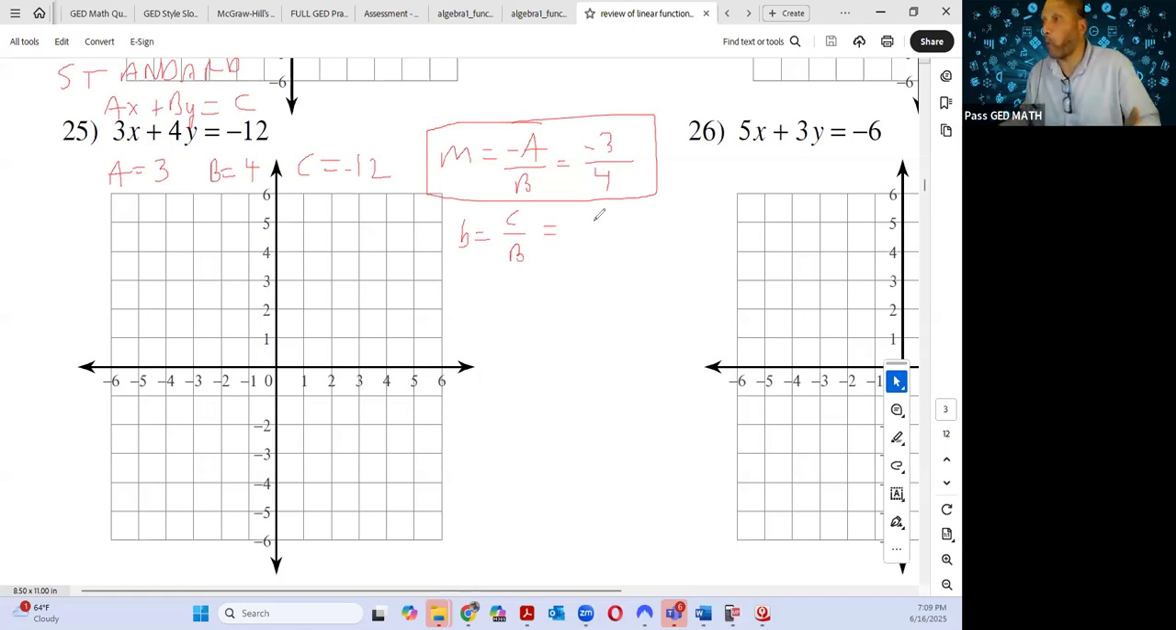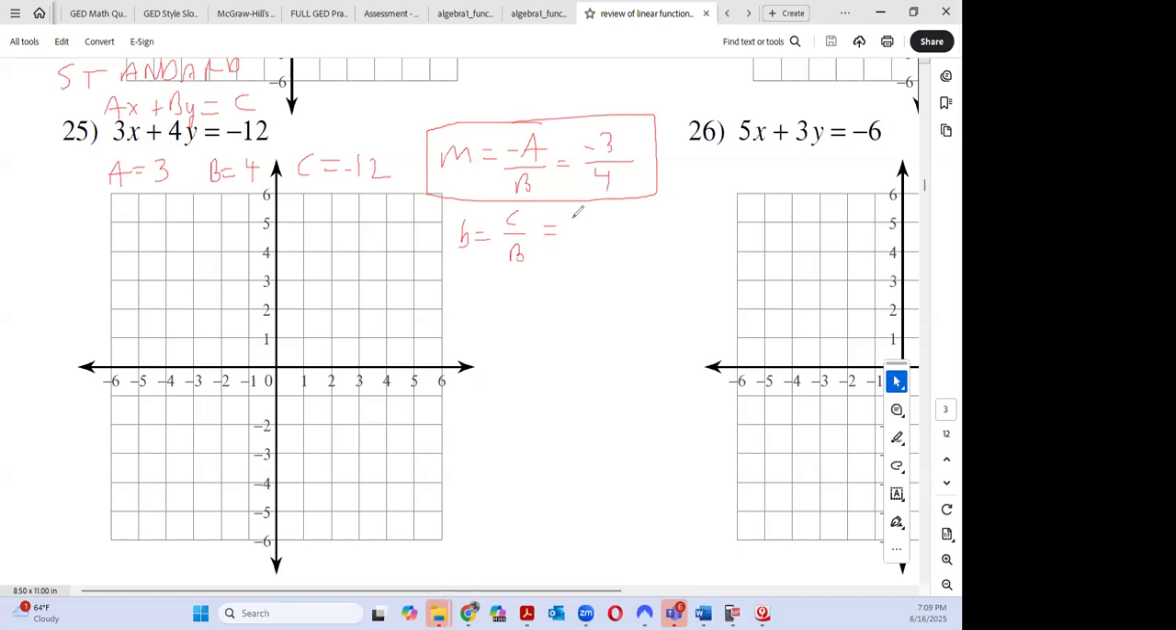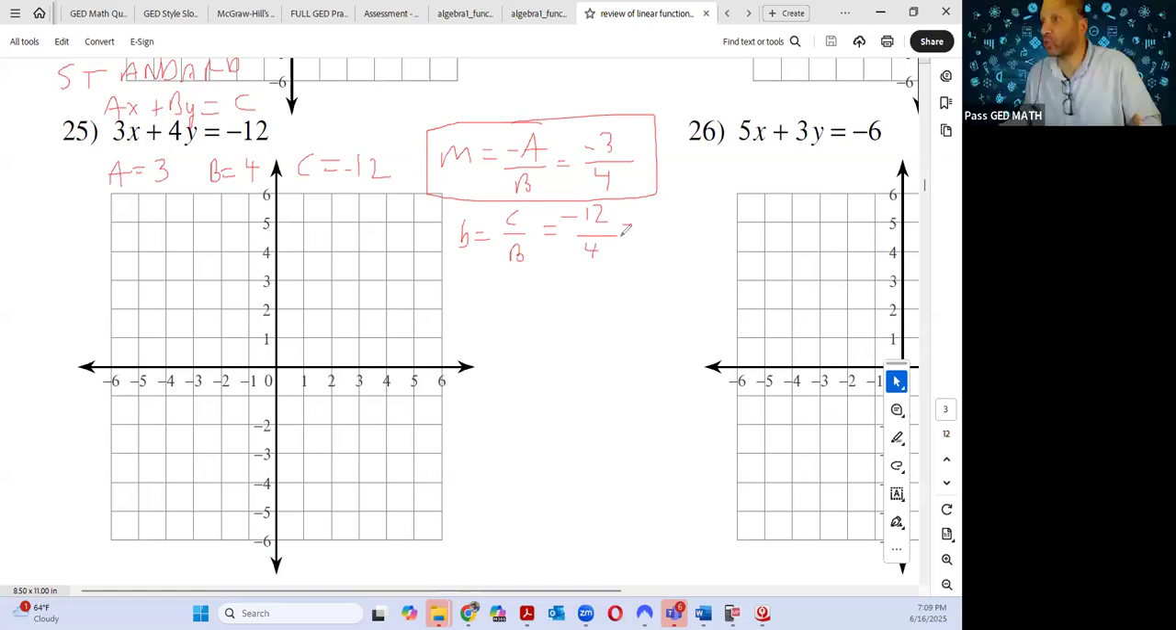My y-intercept is C over B. My C is what? -12. My B is what? 4. -12 over 4 reduces to what? -3. So I know my y-intercept is -3.